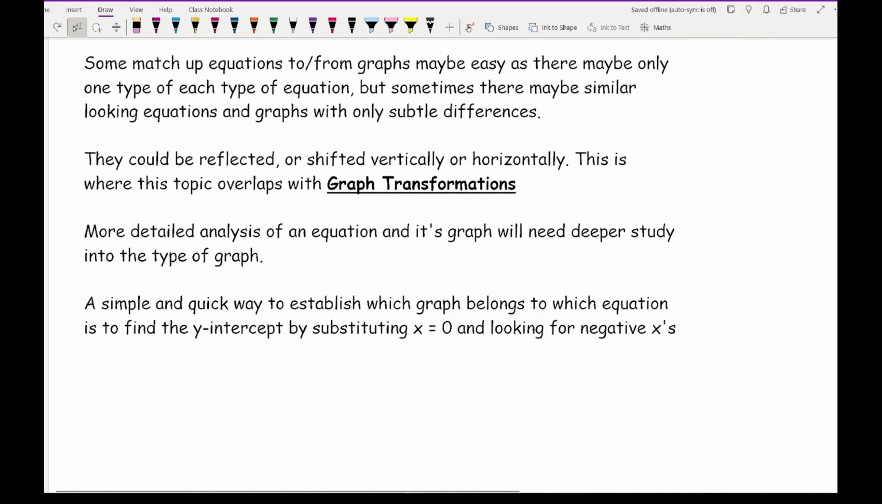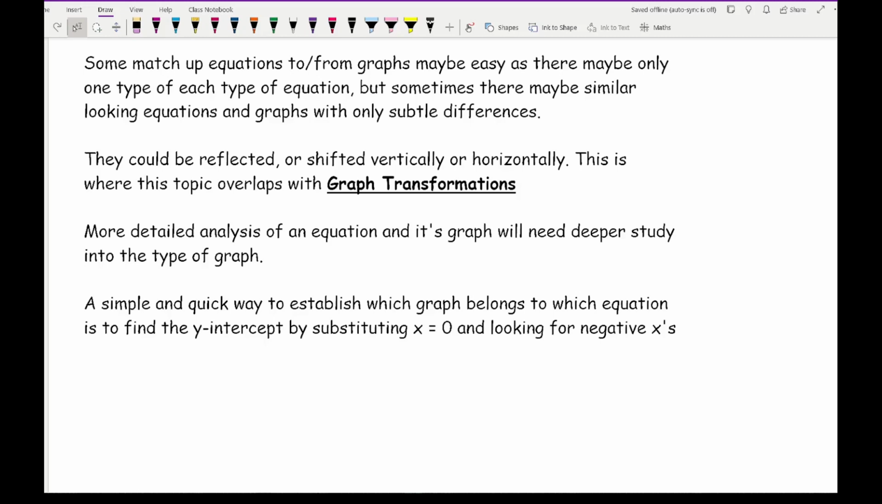Now some matchup equations to and from graphs may be easy, as there may be only one type of each type of equation, but sometimes there may be similar looking equations and graphs with only subtle differences. They could be reflected or shifted vertically or horizontally, and this is where the topic overlaps with graph transformations, which I'll try and put in another video.